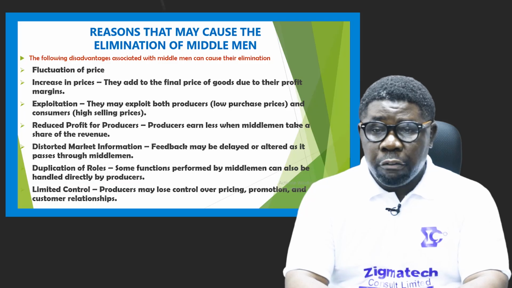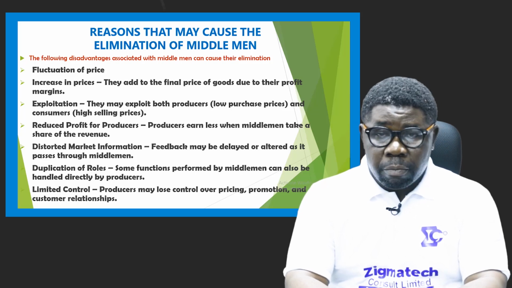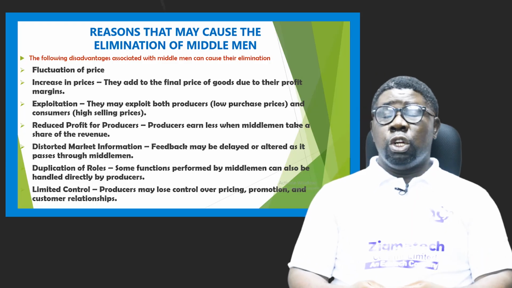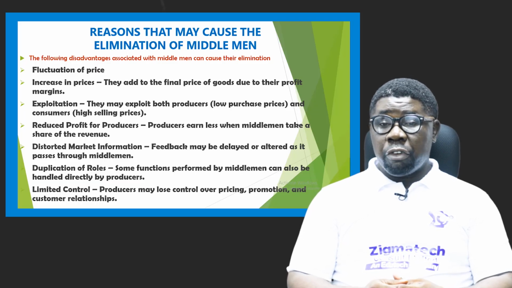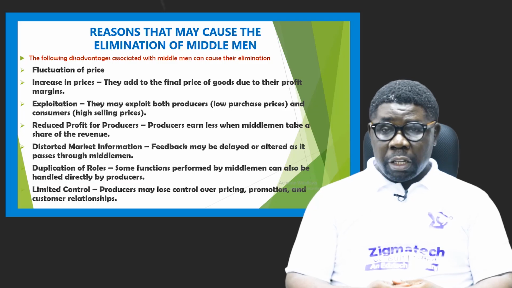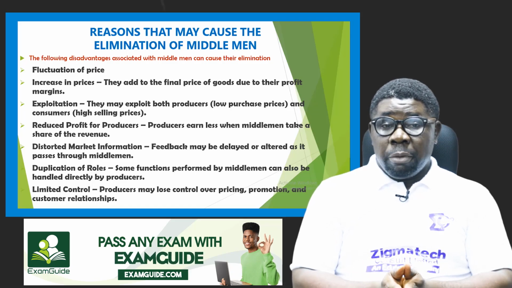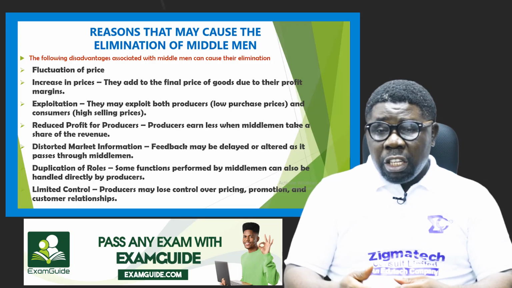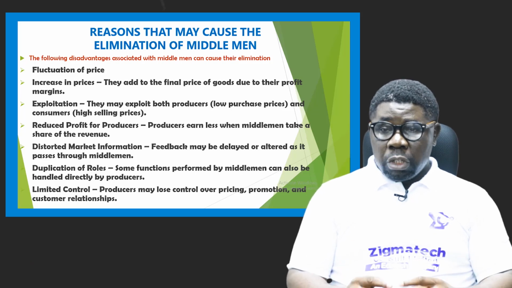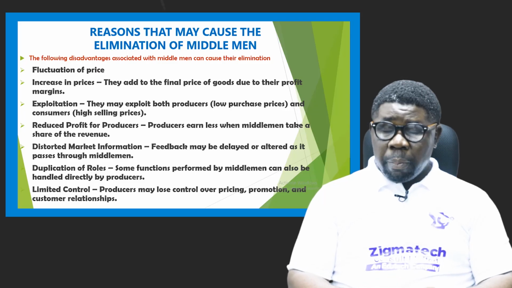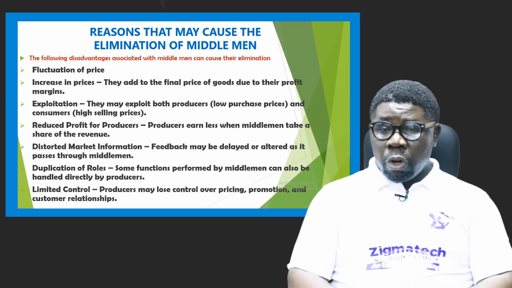Then distorted market information. The feedbacks may be delayed or altered as they pass through the middlemen. Some of them may not actually be knowledgeable enough or wise enough, all right, to be able to relay the information they have received from consumers to the manufacturer accurately, all right? They may decide to deliver it the way they feel the consumer is talking, not exactly what the consumer has said. So they relay information that may be negative or contrary to what the consumer wants from the product. Another one is that it may be delayed before it gets to the producer. Time has already passed. So this can also cause a problem for the distribution channel. So in this case, they may also need to be what? To be eliminated, all right?